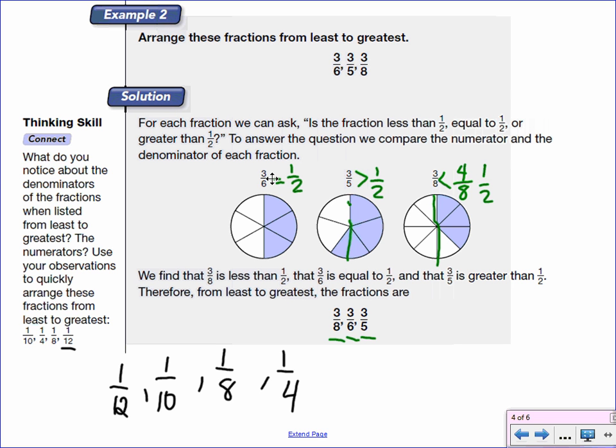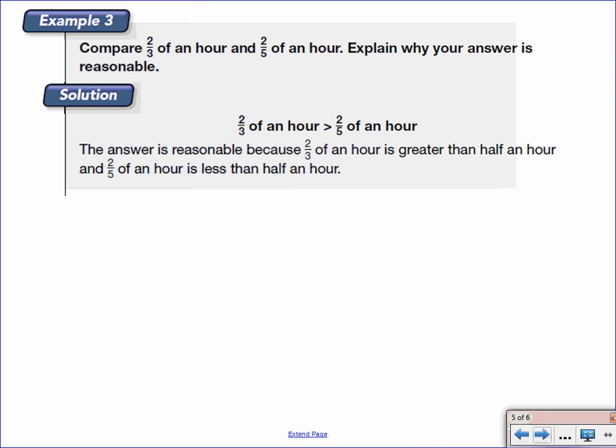Again, think of it in terms of a pizza. If you're going to get one slice of pizza, are you going to get more if you're sharing it with 12 people, or if you're only sharing it with 4 people? So example 3 says compare 2/3 of an hour with 2/5 of an hour. So again, if the numerators are the same, which they are in this case, the bigger denominator means that it's a smaller fraction. So 2/5 is going to be smaller than 2/3.